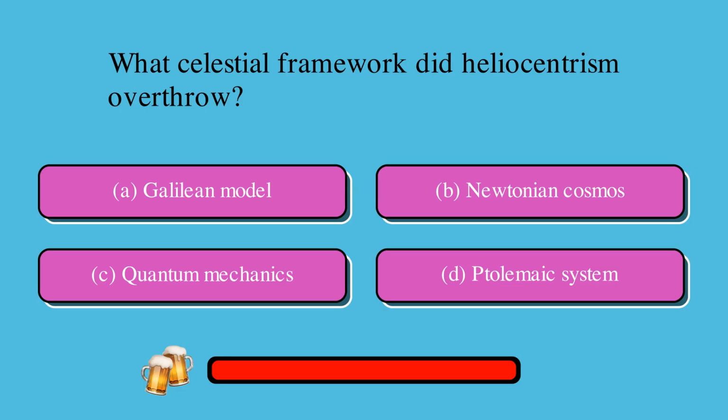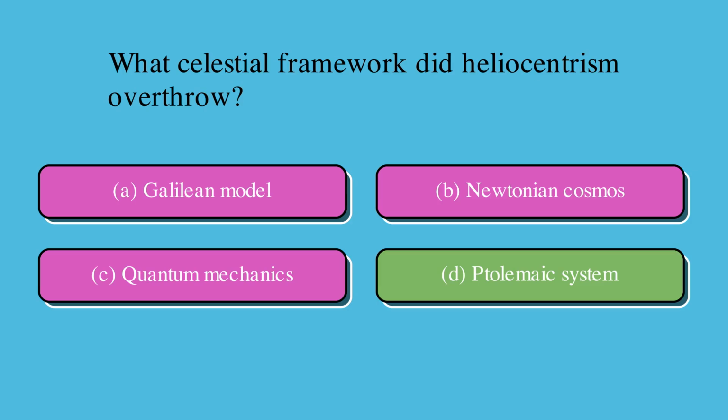What celestial framework did heliocentrism overthrow? Is it A. Galilean model, B. Newtonian cosmos, C. quantum mechanics, or D. Ptolemaic system? The correct answer is D. Ptolemaic system.